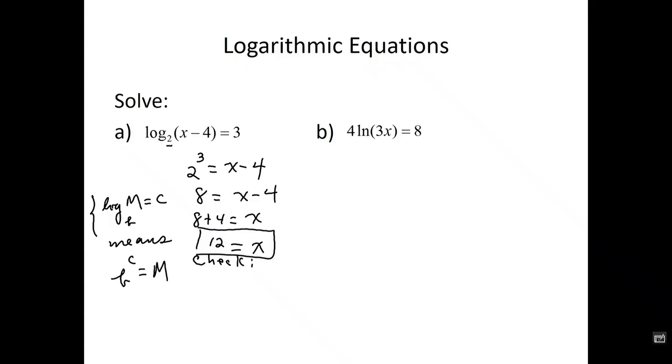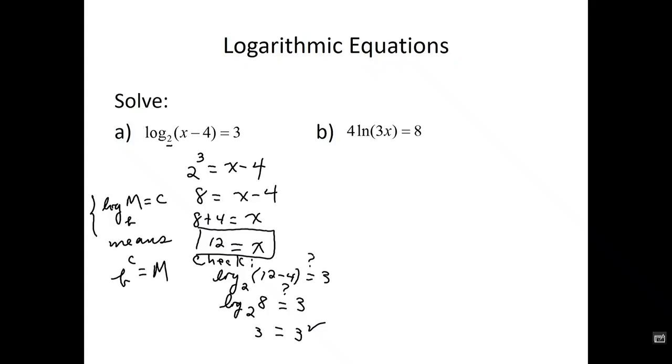So to check, we go back to the original equation. And what do we have? The log of 2. x is 12, so that's 12 minus 4 is equal to 3. Let's see. So what do we have here? We have the log of 12 minus 4, which is 8, to the base 2. Is that 3? Well, the log of 8 to the base 2 is indeed what? 3, because 2 cubed is 8, so therefore 3 is equal to 3, and it checks out.